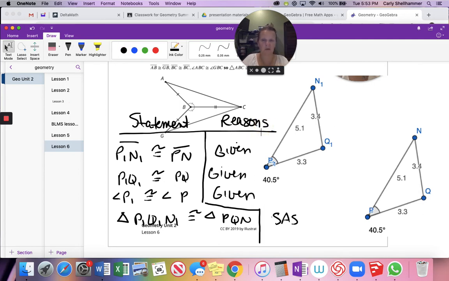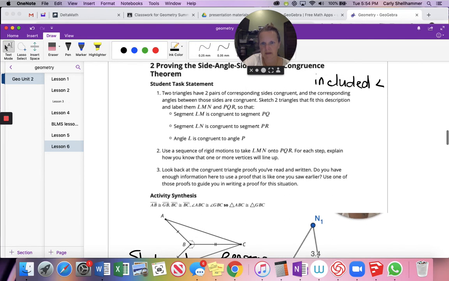Okay, that's how I write proofs. And I just think it's so much easier, and maybe that's just because of how my mind works, than writing a paragraph. Cool? Just want to model that for you a little bit.